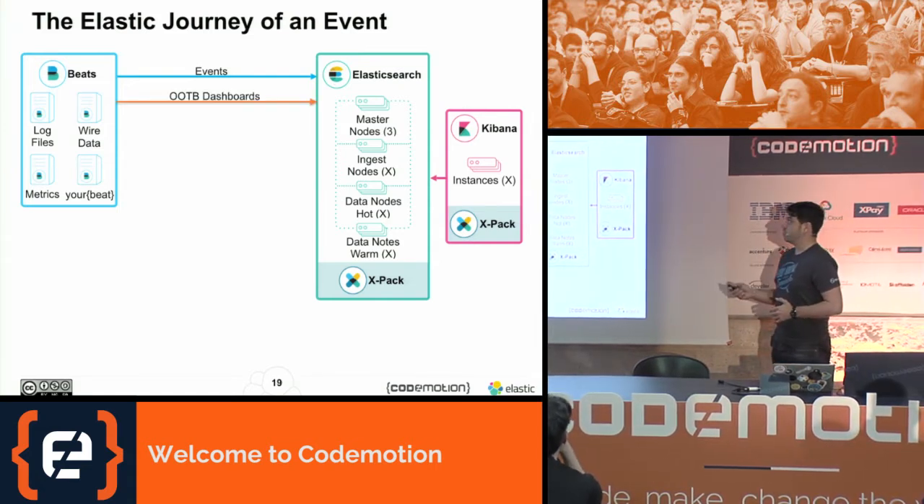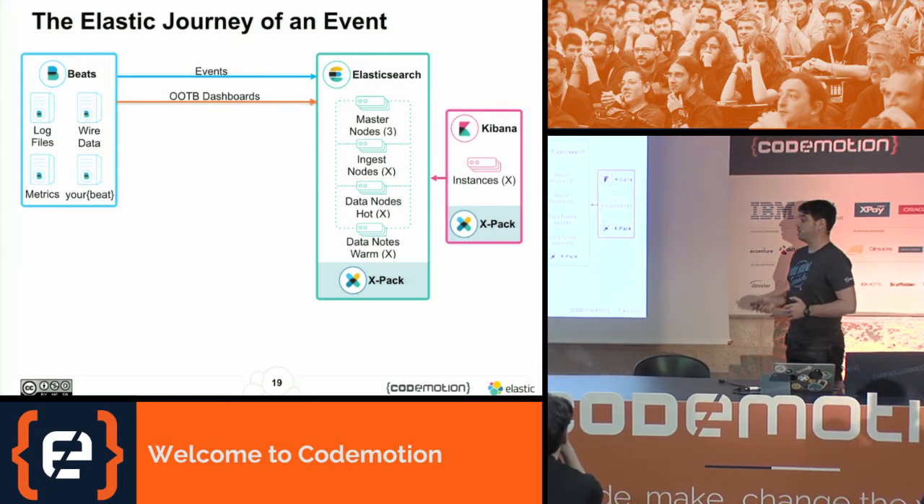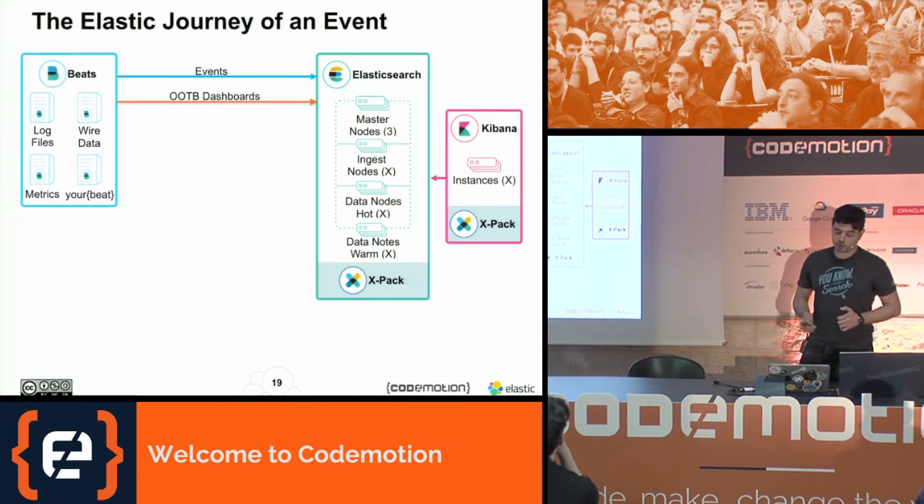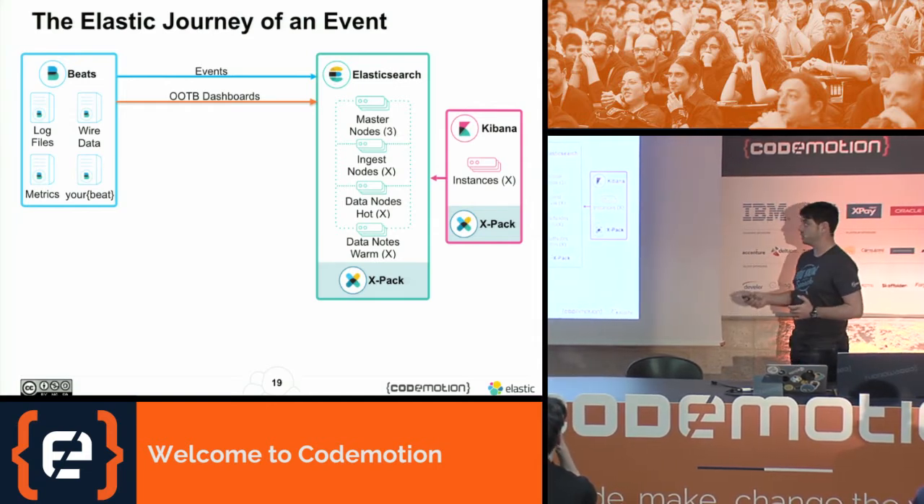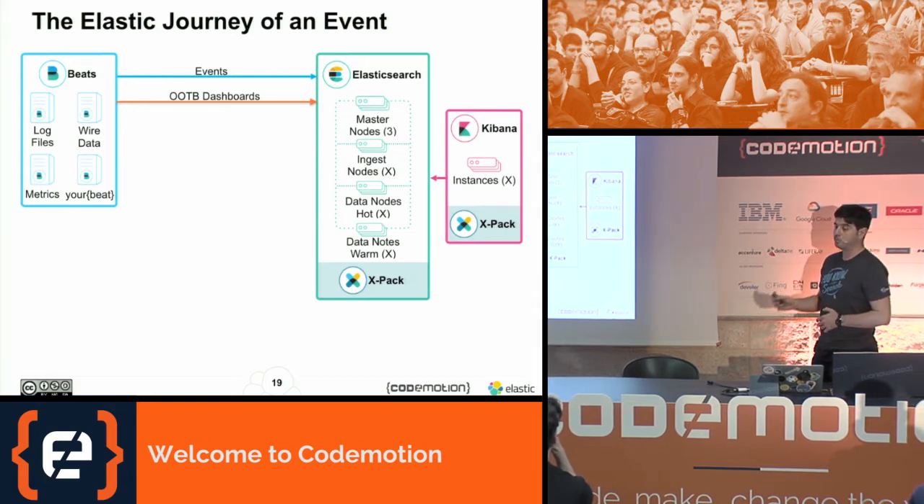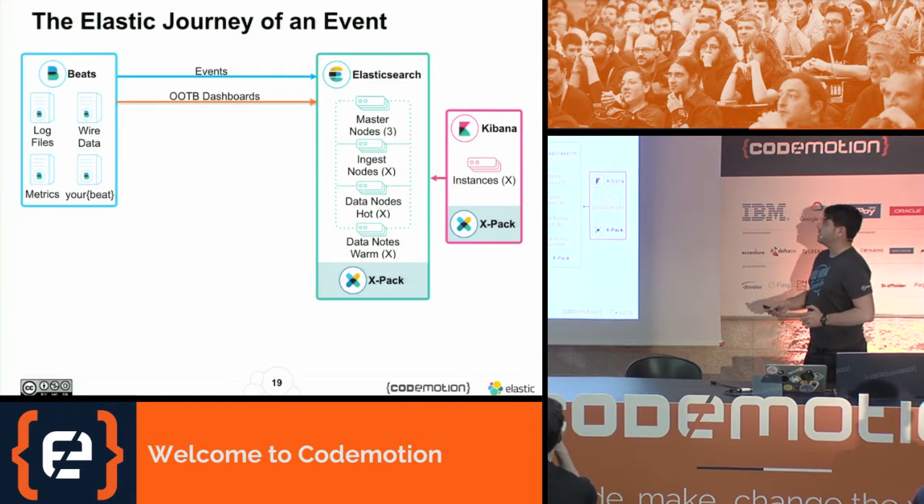But Beats also come with some out-of-the-box dashboards. So this allows you to get great value out of the box when you install Beats. So Beats basically will load some dashboards into Elasticsearch. For example, you can use Metricbeat to collect system metrics like CPU, memory, processes, all that sort of stuff, and get dashboards visualizing that data out of the box without spending time there.